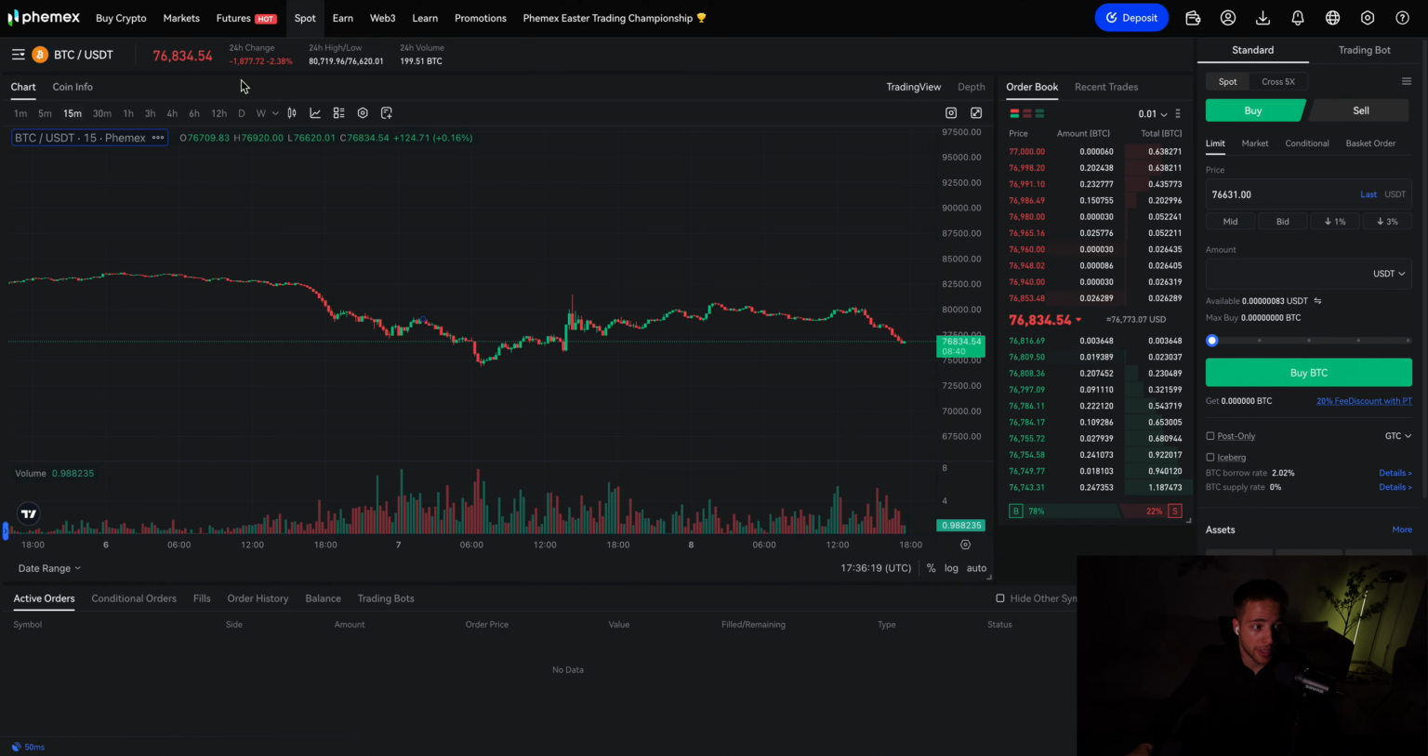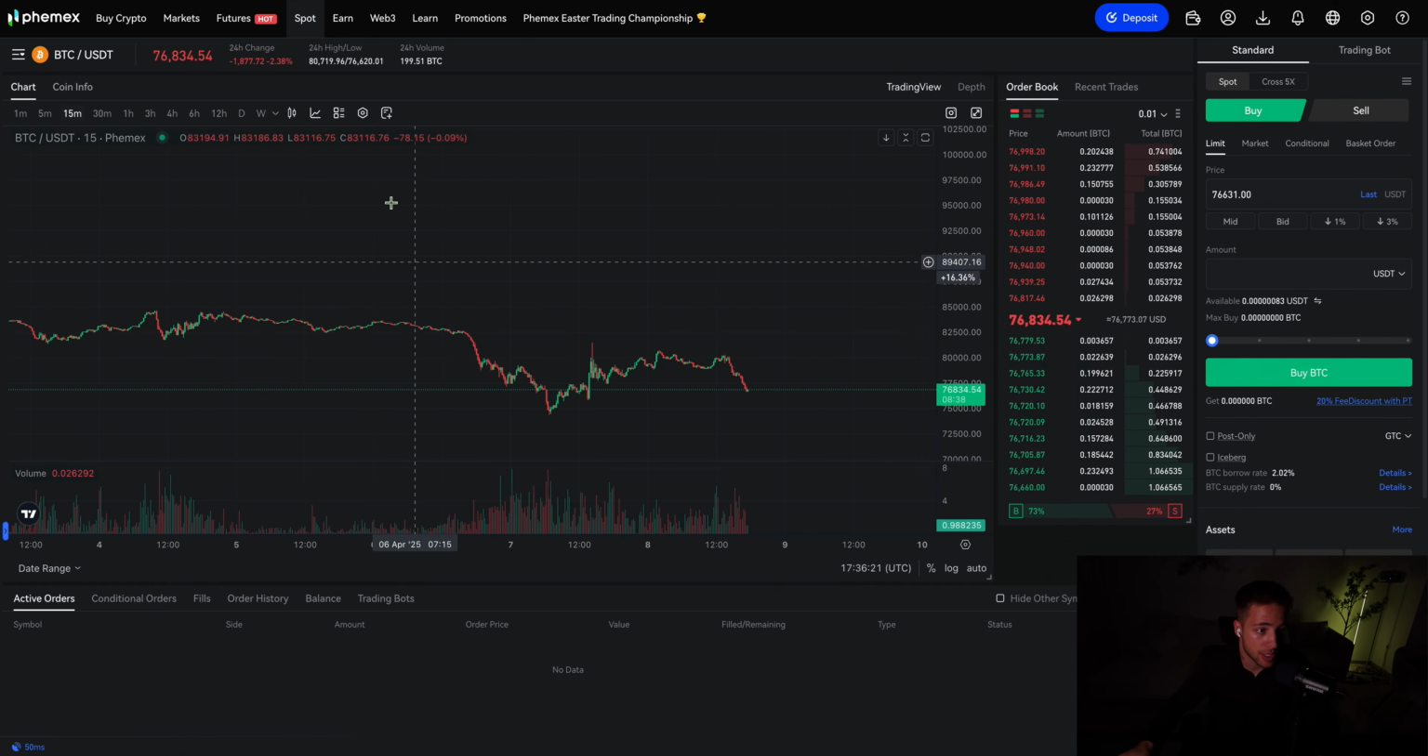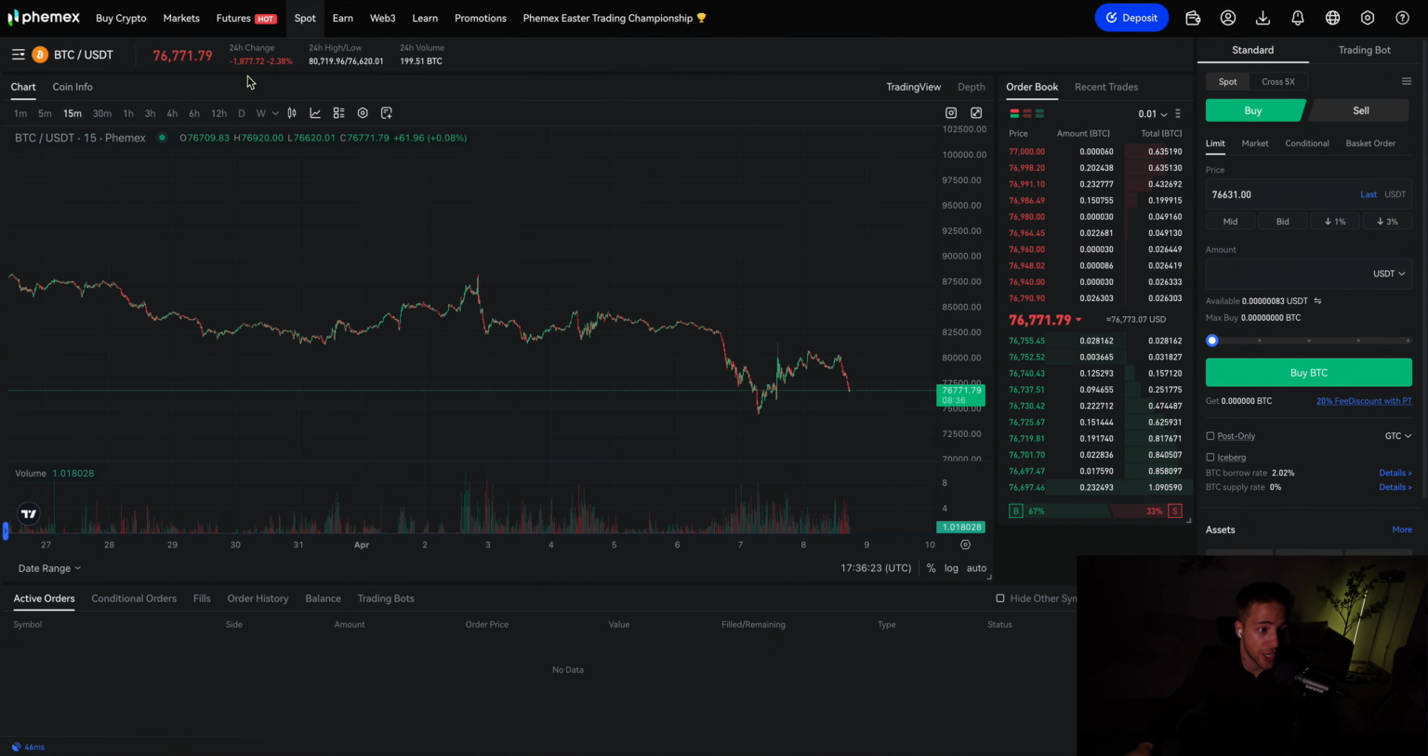Here you can see the latest price. As you can see, $76,000, the 24-hour change, which is the change that has happened on this trading pair. In this case, it's BTC against USDT. And as you can see, the daily change, which is the change within the latest 24 hours, has been 2.4%.